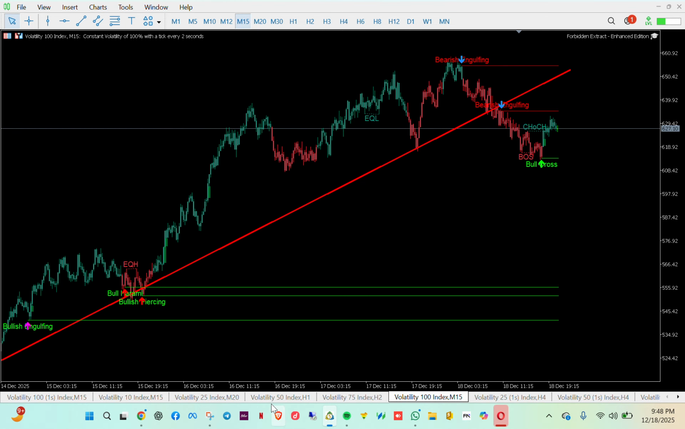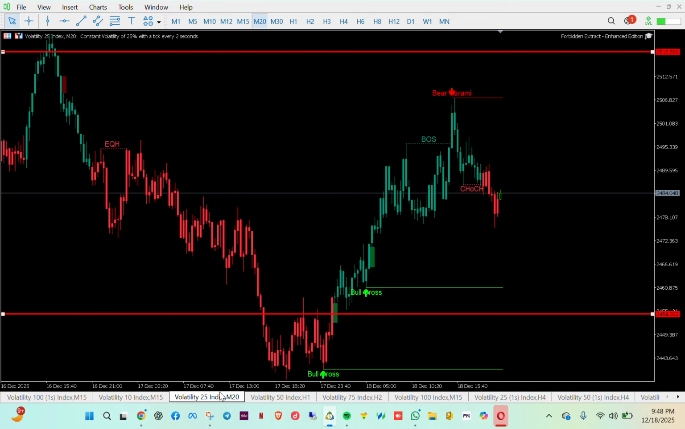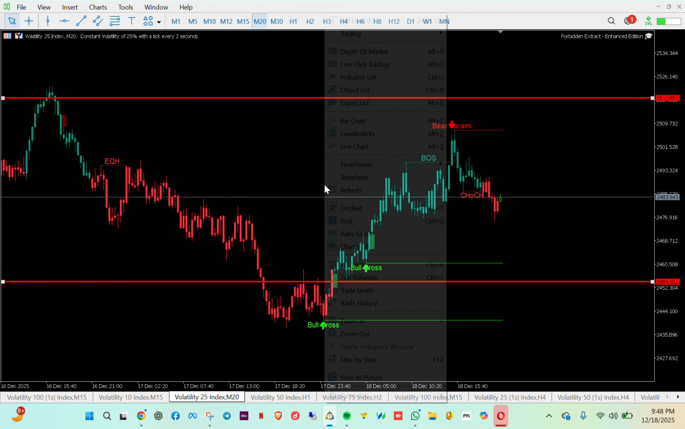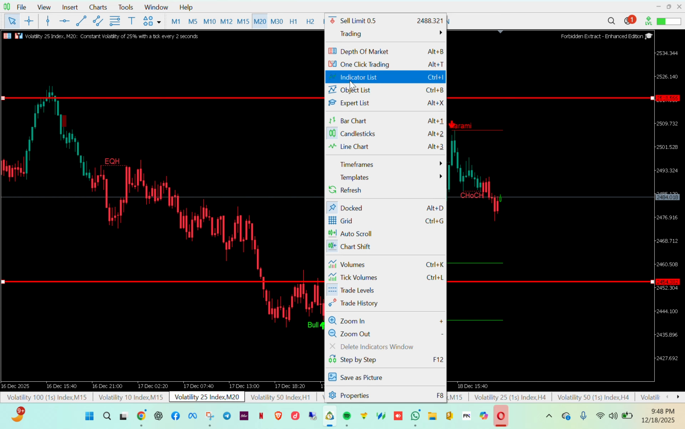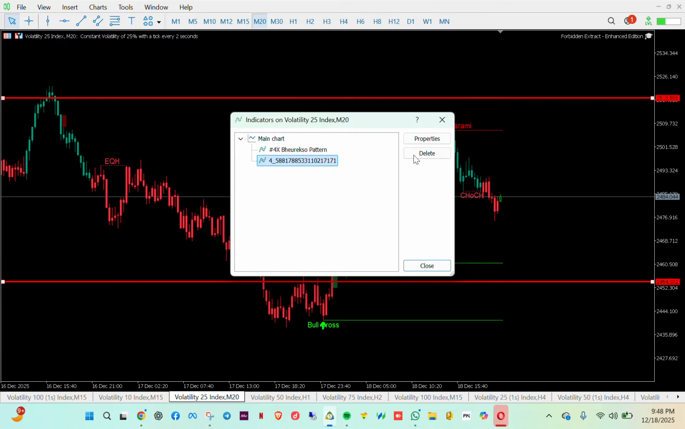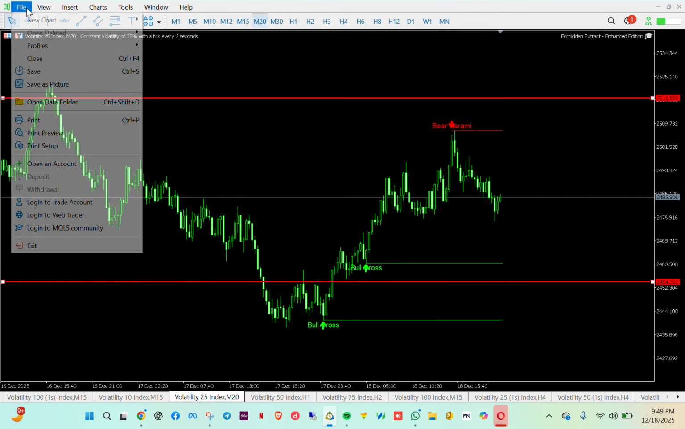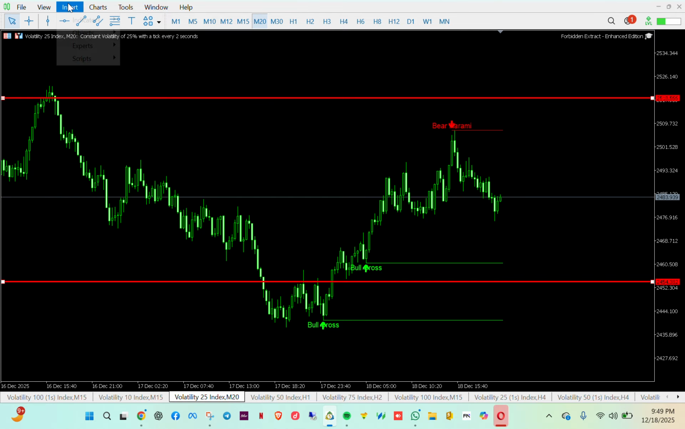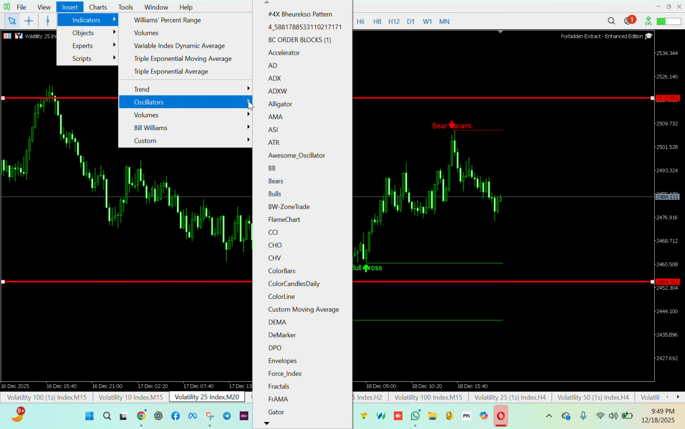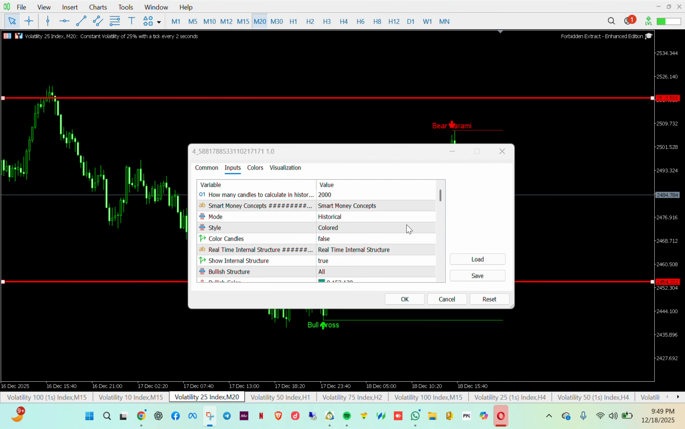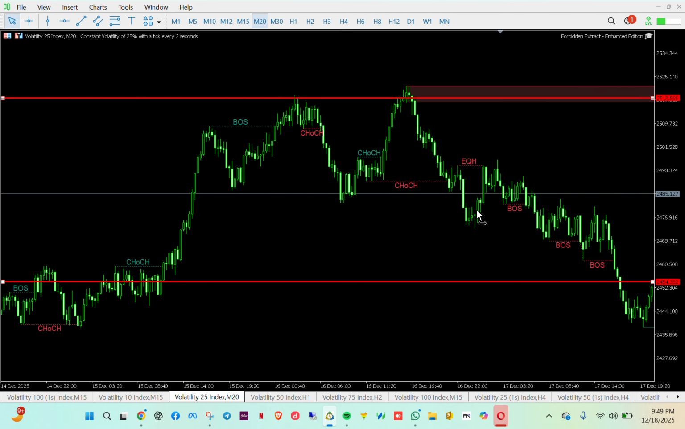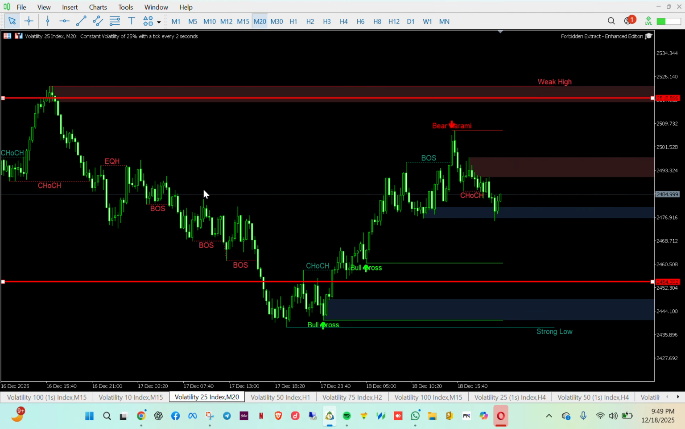Okay, let me show you something. Let me remove the indicator from this chart now. This is the indicator. Let me delete it. Now, if you want to load it directly, let me go to insert, indicator, custom. This is it here. If I load it now, this is what I'm going to be seeing. If you just download the indicator and just load it, this is what you are going to be seeing.